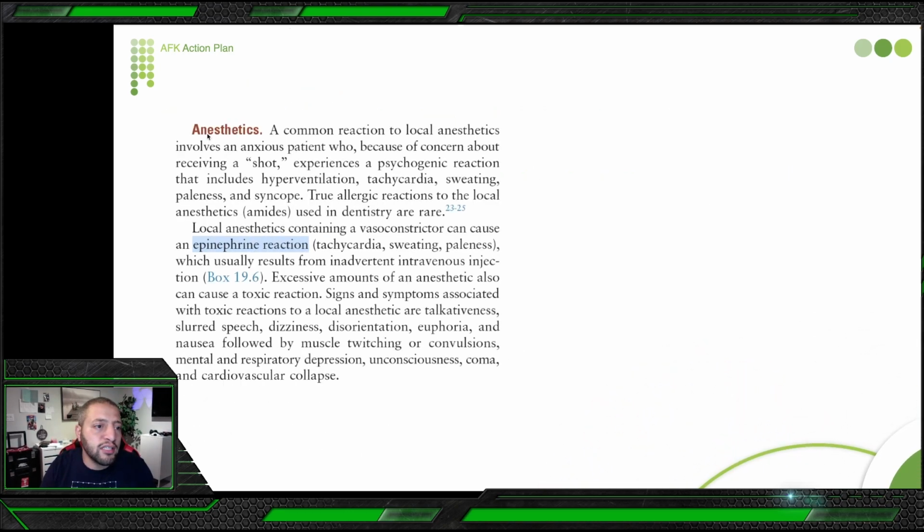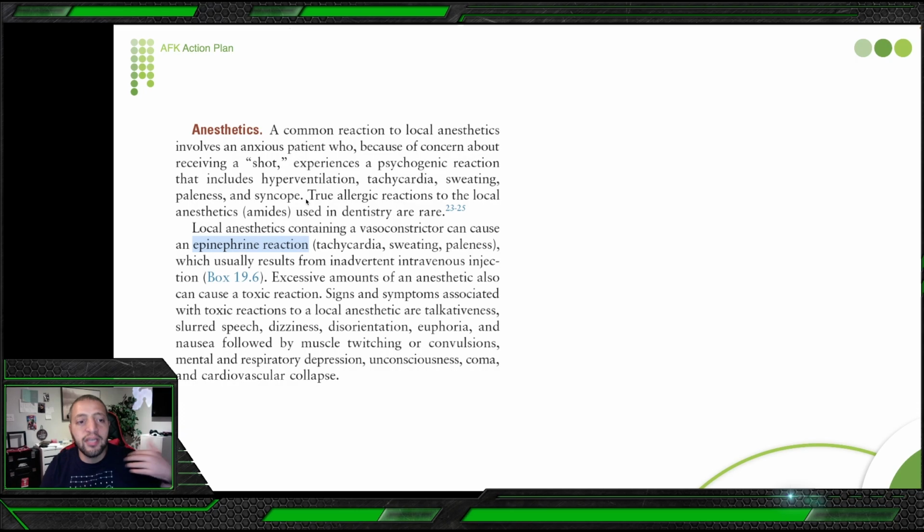So let's go to the textbook. A common reaction to LA involves an anxious patient who becomes concerned about receiving a shot. So your patient is anxious, like, are you giving me needles today, doctor? Why are you giving me needles? So you can think about this one. They experience a psychogenic reaction that includes hyperventilation, tachycardia, sweating, paleness, and syncope. So this is the reaction that might happen to your patient while giving him LA.